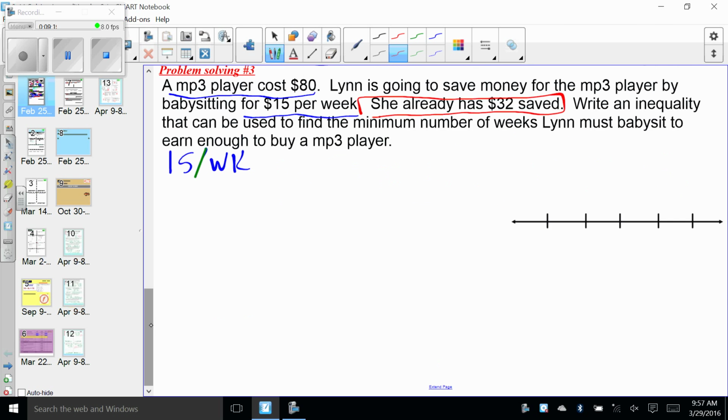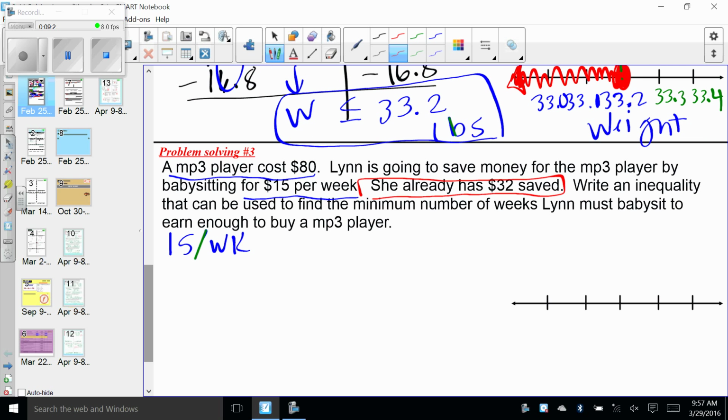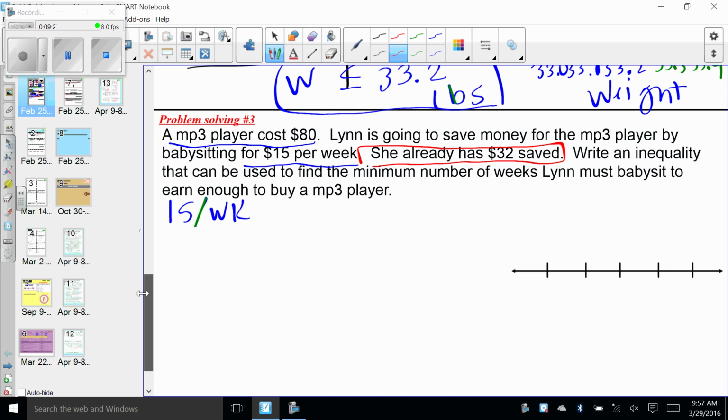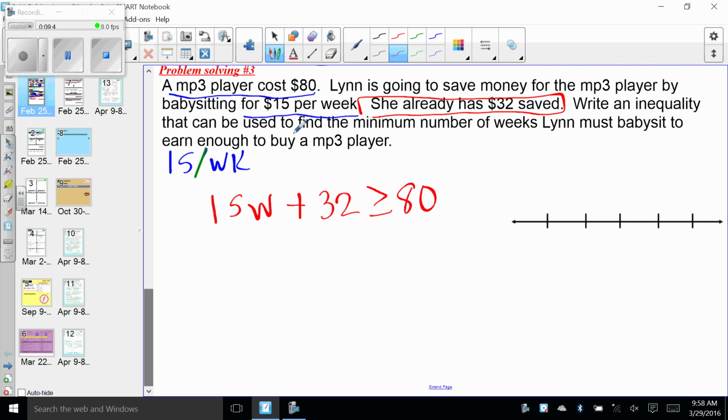Now, of course, she needs exactly $80 to pay because the store's not going to take any less. But it's okay if she has more than that. She could just put that in her bank account. So think about what the sign should be here. So let's go y equals mx plus b here. We have a slope of $15 per week. She already has a beginning amount, a y-intercept of 32. She needs to make more than or equal to 80. 80 exactly will get her that MP3 player, but more than is okay as well.